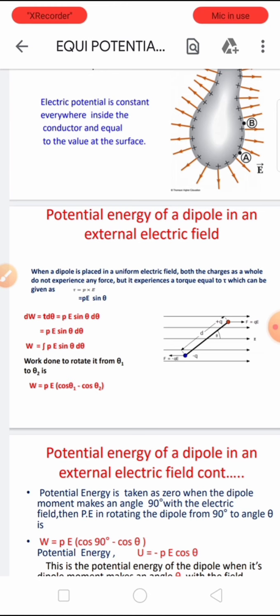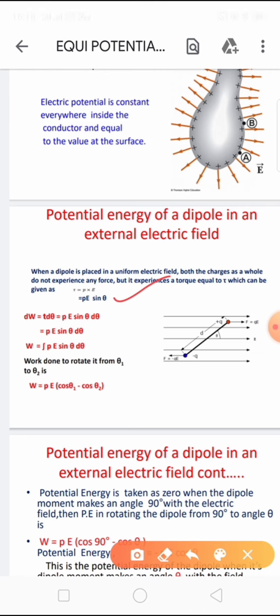So let's find the work done to rotate the dipole from the 0 potential energy state to this theta state. You know what tau is: tau is equal to PE sin theta. Let dW be the small work done to rotate it through d theta. Now dW is equal to tau d theta, which is equal to PE sin theta d theta.